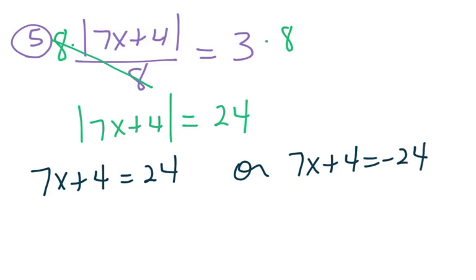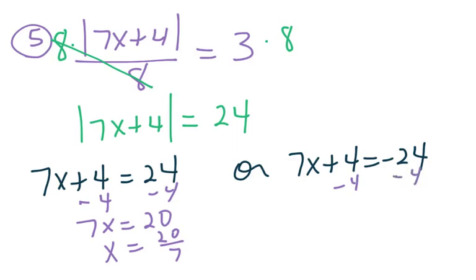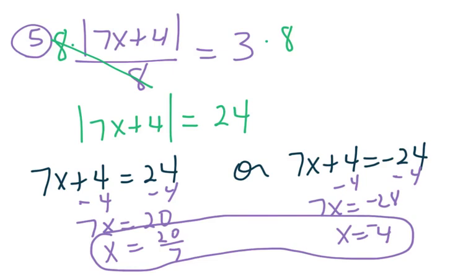And I guess I ought to mention, since it just now dawned on me, that if you think I'm going too fast, you can always stop the video. Okay, sorry about that. Subtract 4 from both sides, so 7x is equal to 20. So x is 20 over 7. Subtract 4 from both sides, 7x is equal to negative 28. X is negative 4. So we got 20 over 7, and x equals negative 4. Again, I'll leave it up to you to check the solutions.